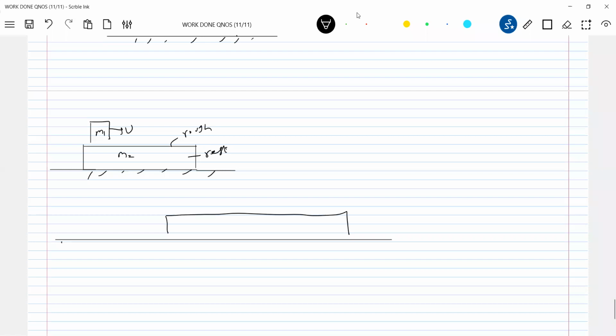This is rough. This is at rest. Now when I give velocity, in what direction will the friction act? Towards left, no? And the friction force acting on the... so this will be the diagram, I think. The block, the plank will undergo displacement. The plank will be somewhere here and the block will be somewhere here. So the friction force, how will it be acting?